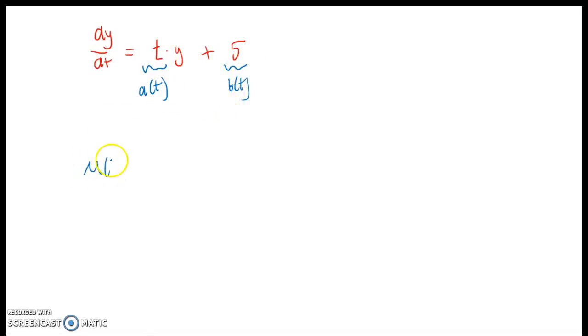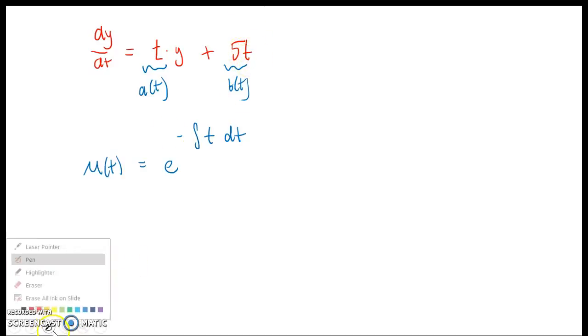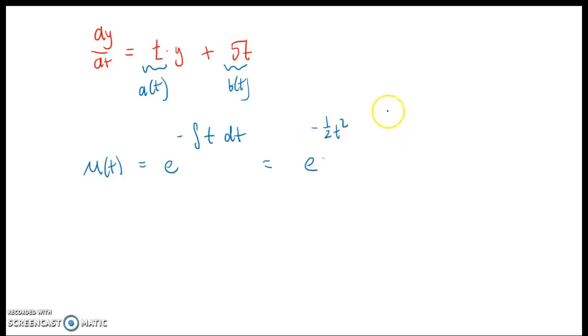So mu of t is calculated by taking e to the negative integral of a of t, which is just t, with respect to t. I'm going to create a slight modification here, for reasons we'll see in a second. It's really easy to make these non-integrable, meaning that you cannot come up with a closed form answer. In this case, the integral of t is 1/2 t squared, so I'll have e to the negative 1/2 t squared, and there's my mu of t.